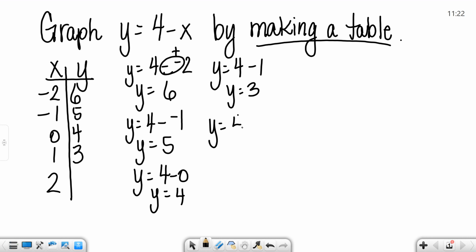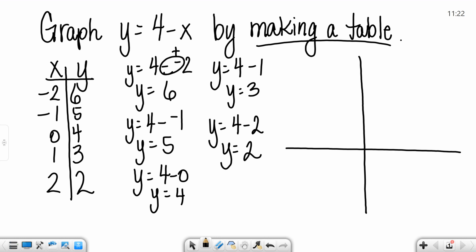Almost finished with our table. Now, I have chosen just a few values to plug into my table. This does not mean that this is all of the ordered pairs on this graph. This is just some of them. All right, so now we're going to sketch ourselves a little graph with our x and y axis, and we will graph each of our ordered pairs.